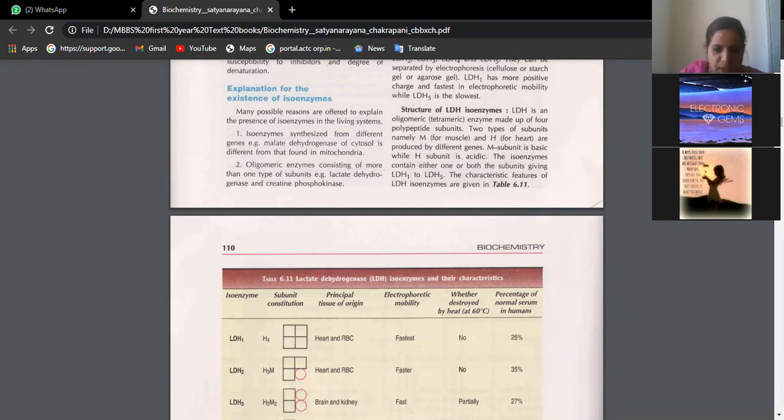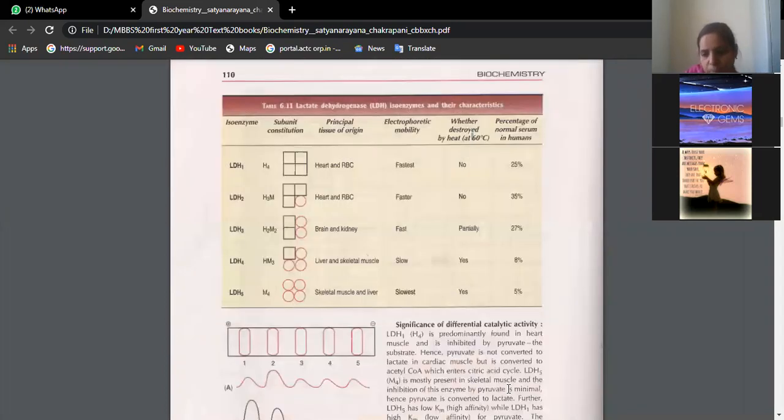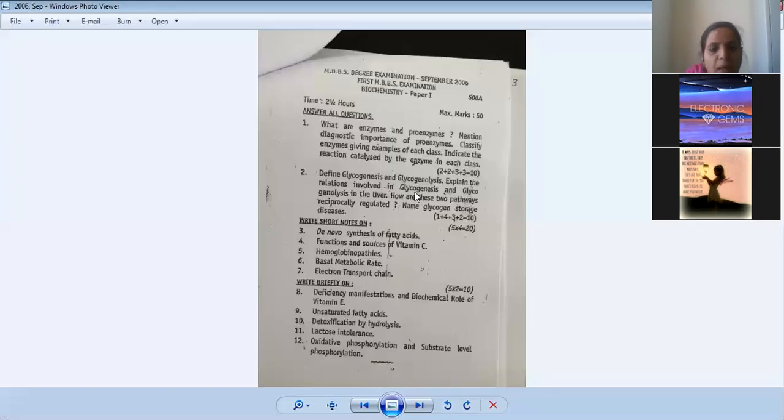Though he has used the word proenzymes, it is better you go with the table I have shown for clinical enzymology. Whatever table we have just discussed is more important. Isoenzymes again will be a separate question, beta, and when it comes I will discuss it. Then we'll go with the next question.